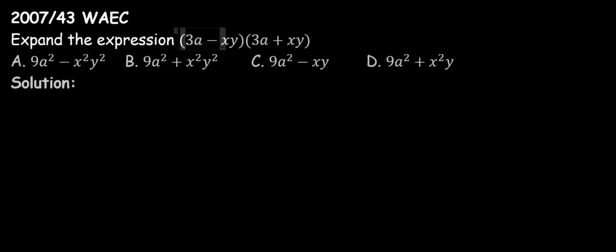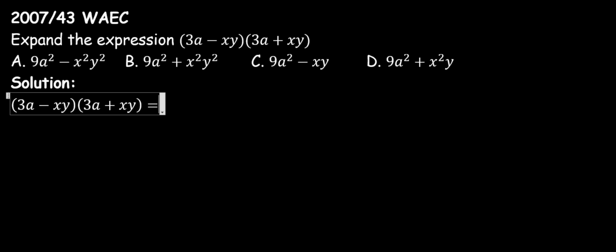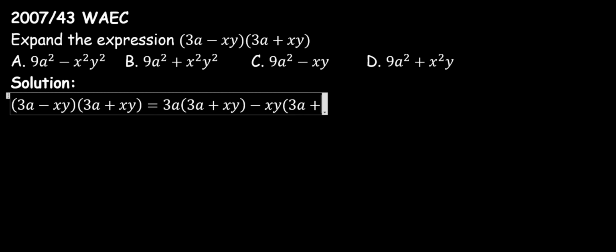Expand the expression (3a - xy)(3a + xy). The options are given. Solution. We write out our given problem, which is (3a - xy)(3a + xy), which equals 3a(3a + xy) - xy(3a + xy).